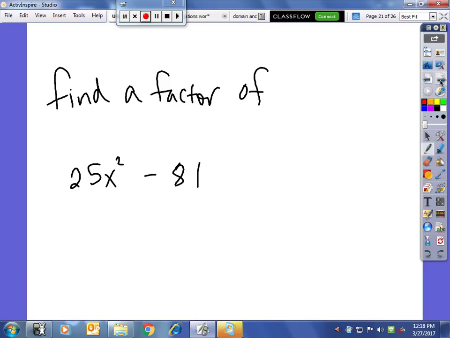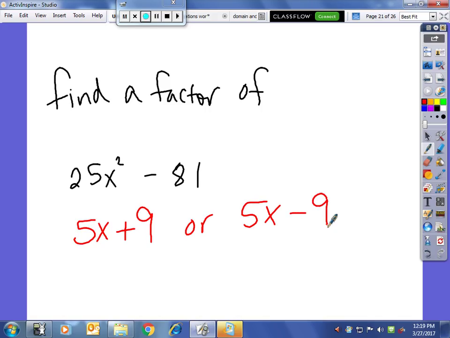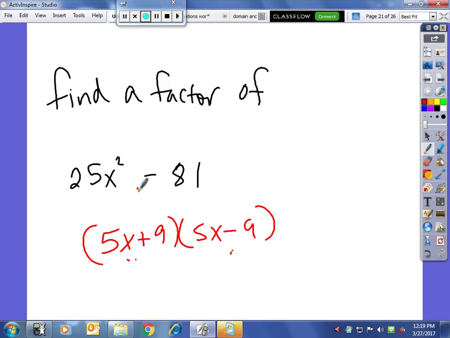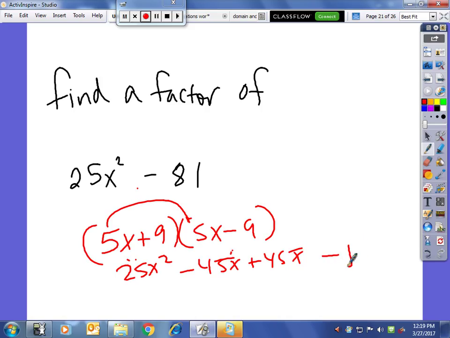Find a factor of 25x squared minus 81. 5x plus 9 or 5x minus 9. They would have one or the other, not both. That's the difference of two squares. Okay. Remember, the middle term here canceled out. These two factors multiply to give me back this binomial. Let's see what happens. 25x squared minus 45x plus 45x. And then you would get a minus 81 on the end. And these two in the middle cancel out.